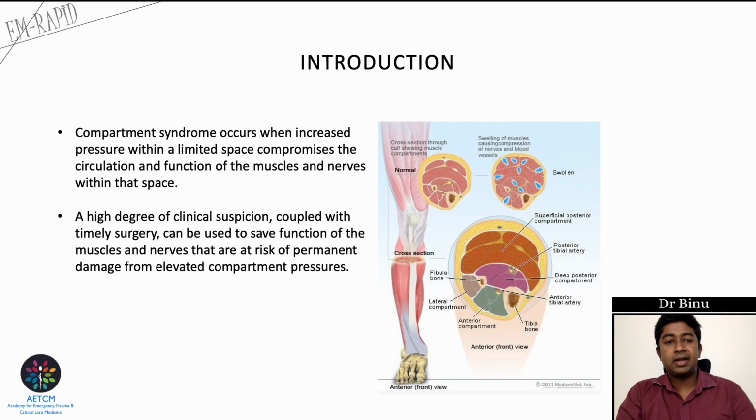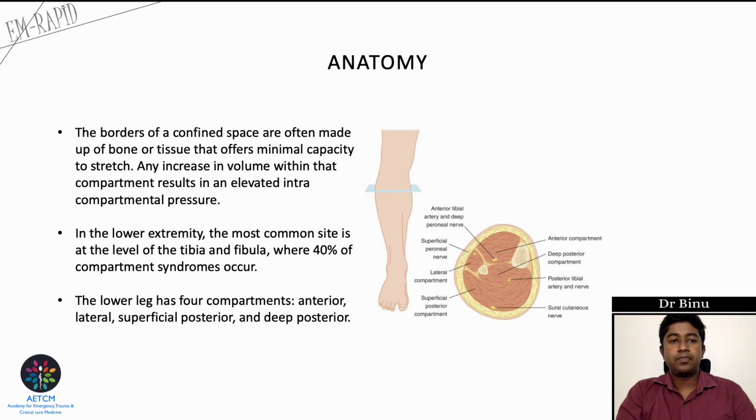So a high degree of clinical suspicion coupled with timely surgery can be used to save the function of those muscles and nerves that are at risk of permanent damage from elevated compartment pressures. The borders of a confined space are often made up of bone or tissue that offers minimal capacity to stretch, and any increase in volume within that compartment results in elevated intra-compartment pressure.